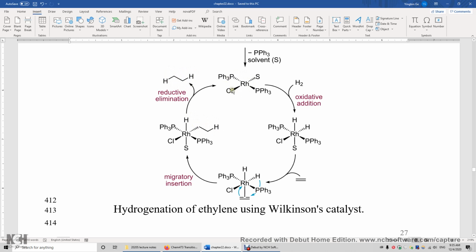Now let's look at this structure. Again, this is rhodium 1. This is rhodium 3. From 3 to 1, it's reductive. And also 2 ligands are eliminated simultaneously from this complex. And therefore, this step is reductive elimination. This step is oxidative addition.